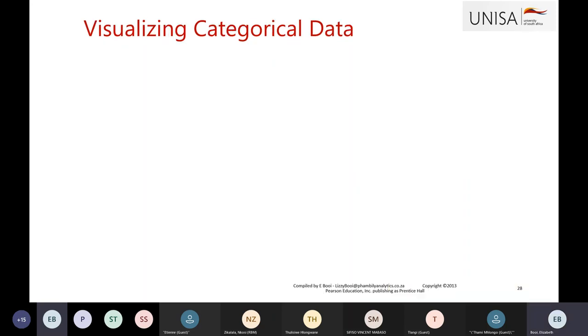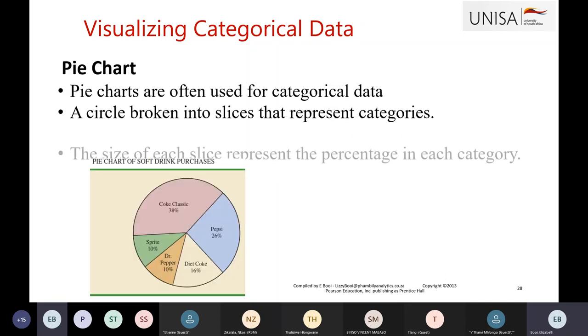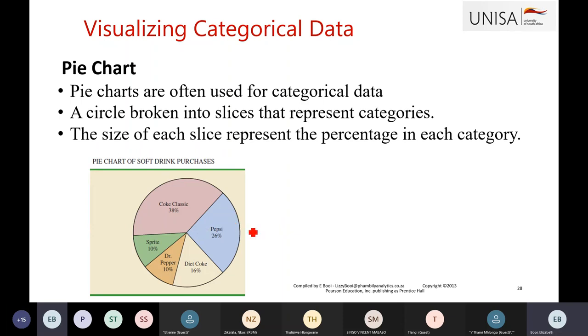Okay. The other type of visualization we can make is by using a pie chart. With the pie chart, you need to know that the slices of the pie represent the categories. All the slices represent the categories. How big the slice is, is represented by either the frequency or the percentage. So the bigger the slice, the bigger the percentage or the frequency. That is what you need to know about the pie chart: the slices represent categories and the size of the slice represents a percentage or frequency.